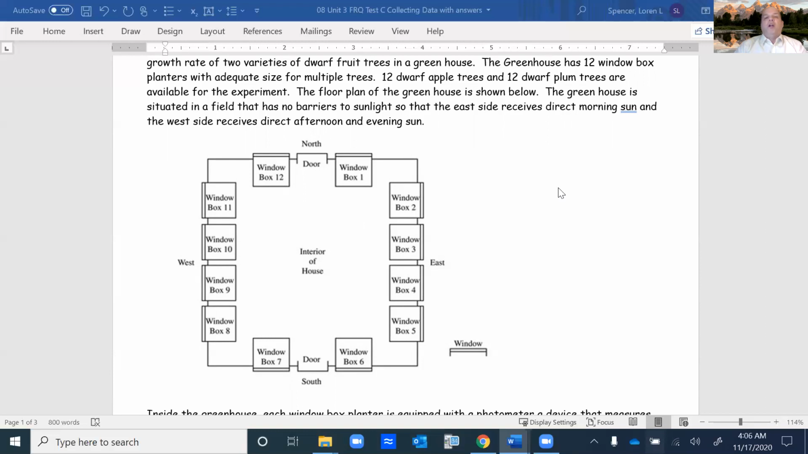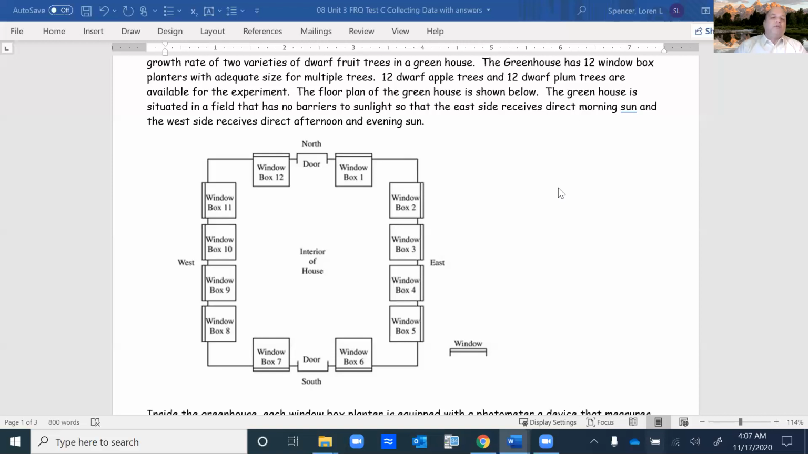At window box 1, I would draw two numbers. The trees associated with the two numbers drawn would be assigned to window box 1. Without replacement, I'd go to window box 2 and draw the next two numbers. The trees associated with those would be assigned to window box 2, and I would continue around the room until every single window box had two trees.